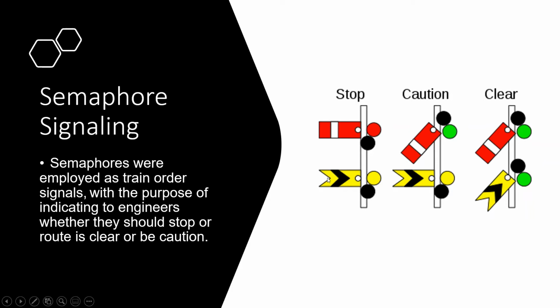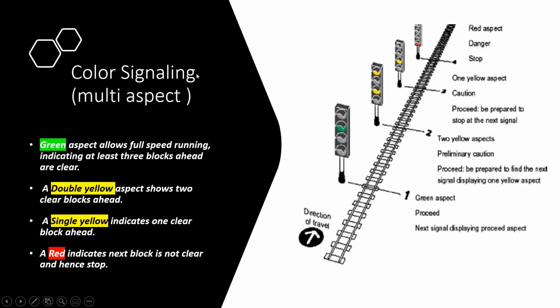Let us go to the next signaling method, that is color signaling, which has multiple aspects: green light, double yellow light, single yellow light, and red light. One green light indicates that two to three blocks ahead of this section are very clear, so you can proceed with your maximum speed. That is explained here: the green aspect allows full speed running, indicating at least three blocks ahead are clear.